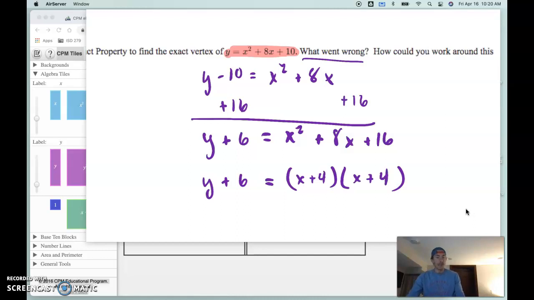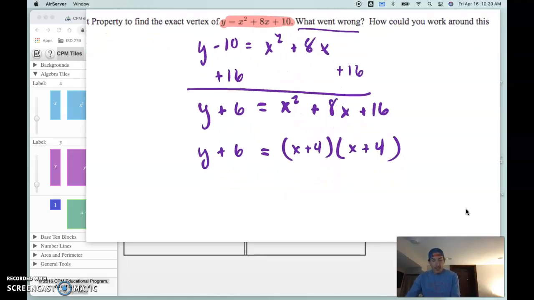Look at that. Now, we're not done yet. We're almost there, but we're going to continue to use some properties of this. I'm going to continue with the y and the 6 on the left, but I'm going to rewrite because I notice that I'm multiplying by the exact same thing. I'm multiplying x and 4 by x and 4, so I'm going to rewrite this as x plus 4 squared.